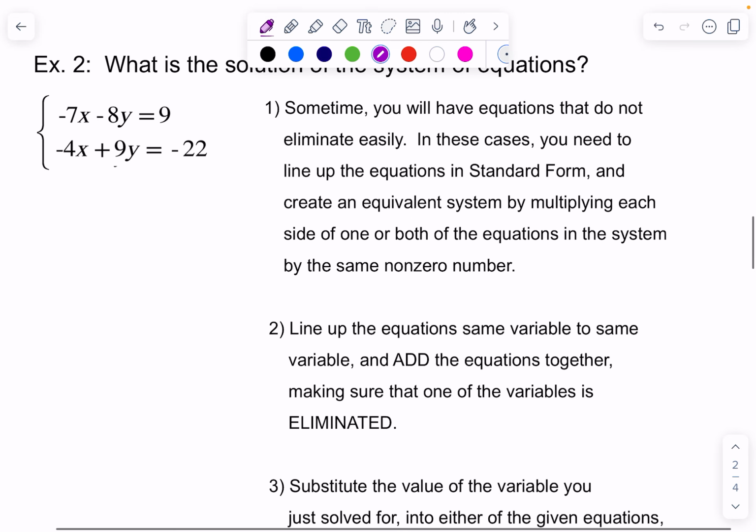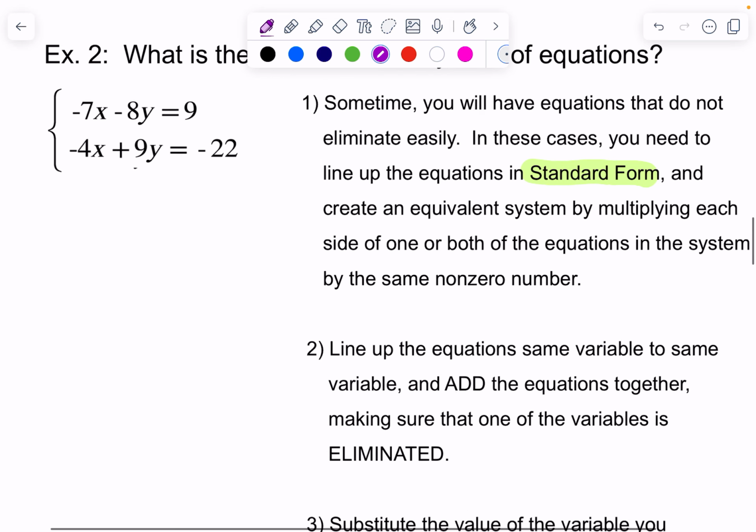Sometimes you will have equations that do not eliminate easily. In these cases, you need to line up the equations in standard form, once again ax plus by equals c form, and create an equivalent system by multiplying each side of one or both of the equations in the system by the same non-zero number. What am I talking about here?